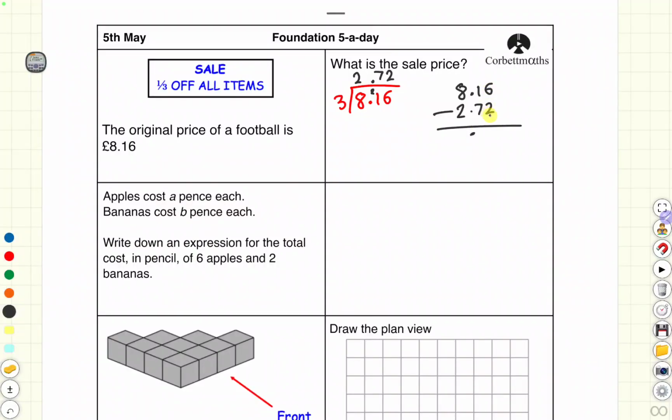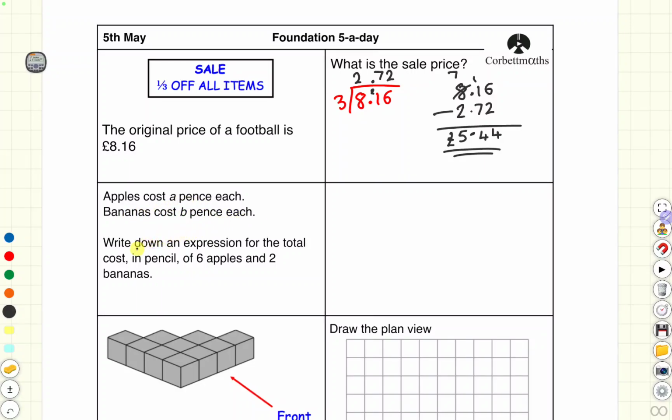£2.72. So 6 take away 2 is 4. 1 take 7, I will need to borrow from the left. 11 take away 7 is 4. And then 7 take away 2 is 5. So I would pay £5.44 for that football.